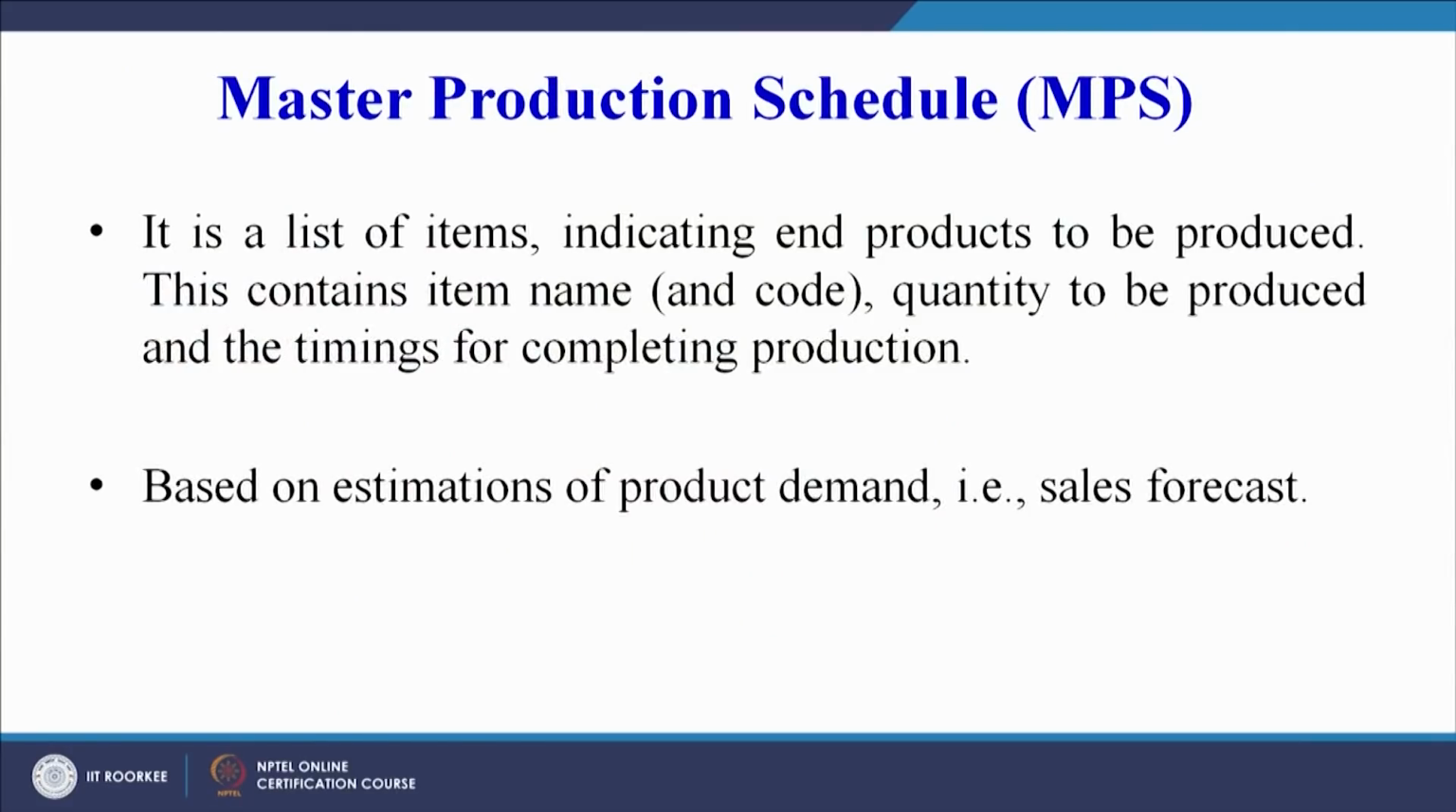So it is a list of items indicating end products to be produced. This contains item name, quantity to be produced, and the timings of completing the production. So you can see that the master production schedule will give us the following information, which will be used by the materials requirement planning system. So what we have to produce will be in the master production schedule.